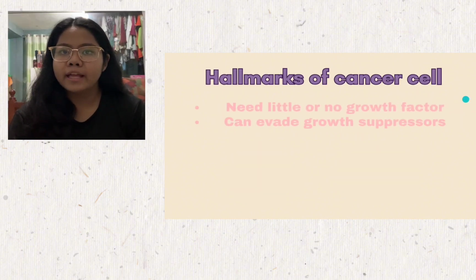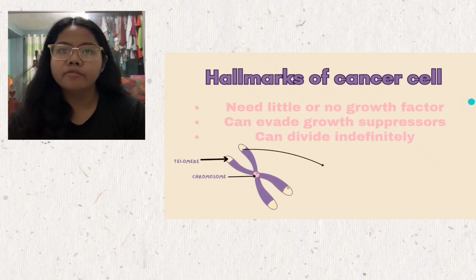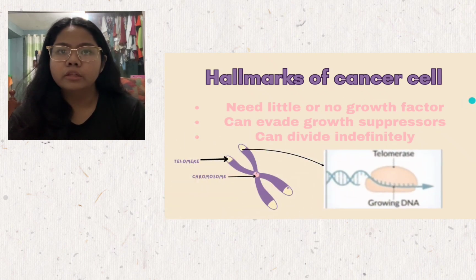Third, cancer cells divide indefinitely. They have limitless replicative potential. This is in contrast to non-cancerous cells of the body, which are incapable of indefinite division. The mechanism behind this lies in the telomeres, which shorten with each cell division. However, in germline cells where repeated division is required, the enzyme telomerase is able to elongate these ends, thereby enabling indefinite cell division.